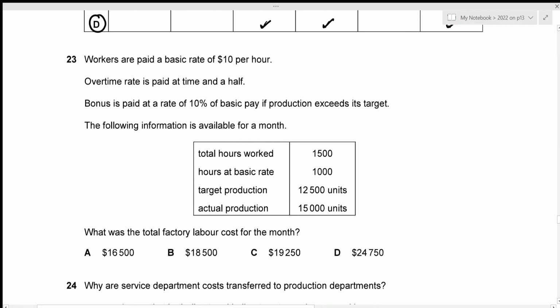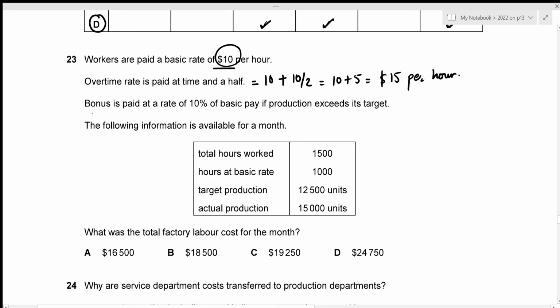Workers are paid a basic rate of 10 per hour. Overtime rate is paid at time and a half. So the overtime rate is the basic rate of 10 plus the half of it. So that's 10 by 2, which is 10 plus 5. That's 15 per hour.